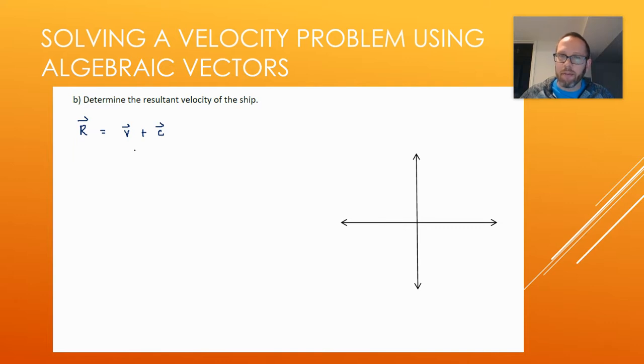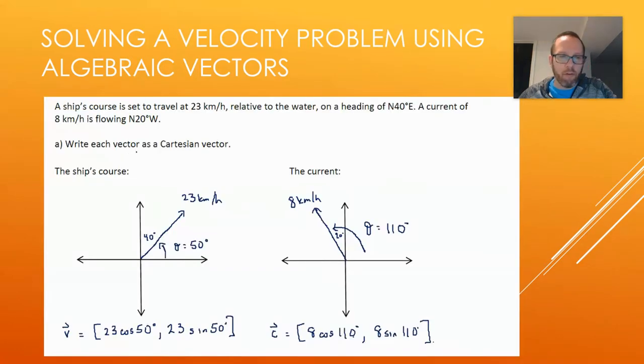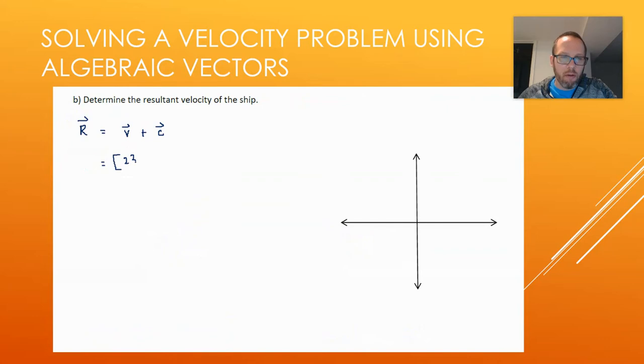And again, last unit, we would have to draw those two, use trigonometry. You may have found it pretty challenging. Here, though, we have these as algebraic vectors. So I'm going to flip back here. So it's 23 cos 50, 23 sine 50, plus 8 cosine 110, 8 sine 110.